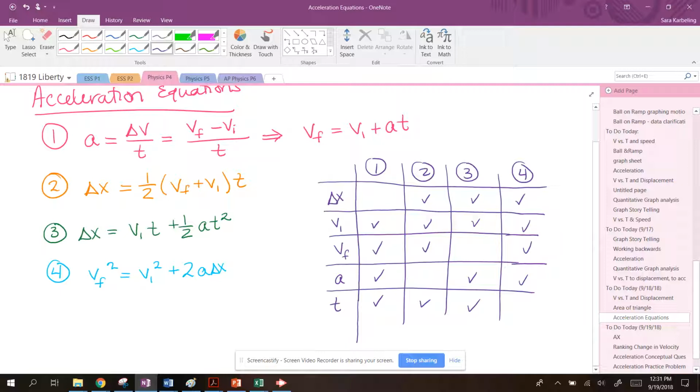And this, my friends, is why we write our givens chart. Because now when you read a problem, and we're going to do it in just a minute, you're going to write down, oh, I've got VF, I've got VI, I've got A, and I've got D. Which equation am I going to use? If I have VF, VI, A, and D, or delta X, which equation?